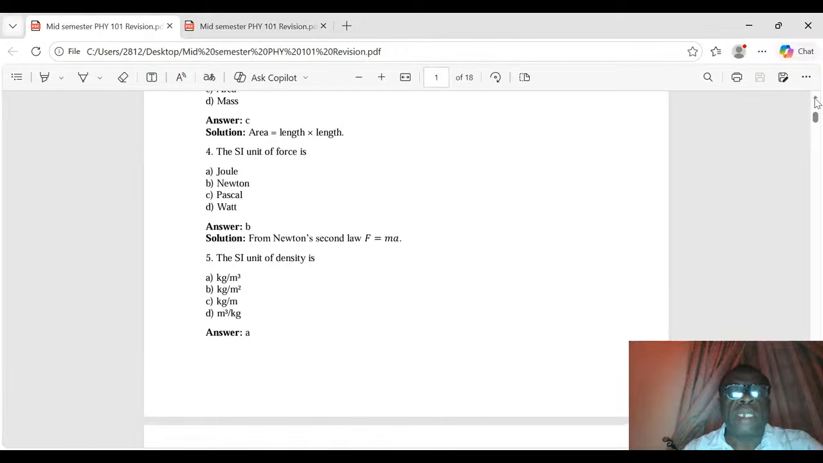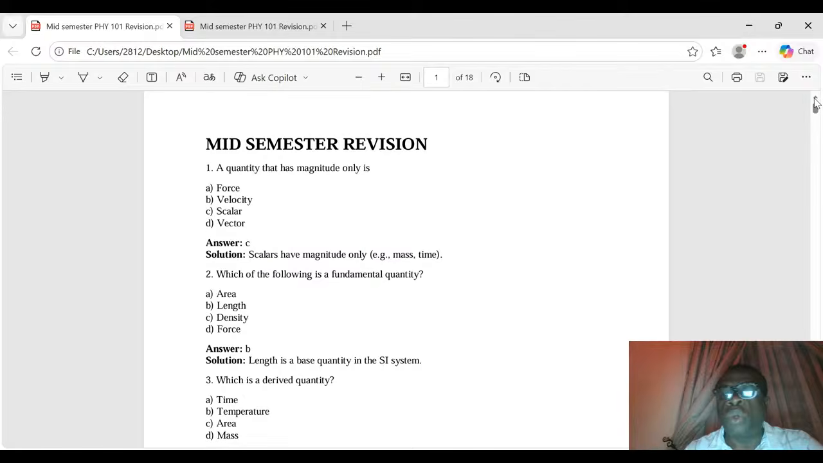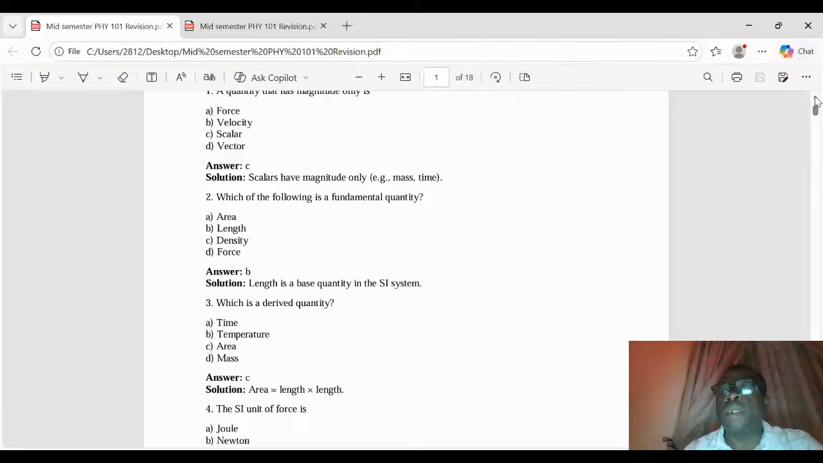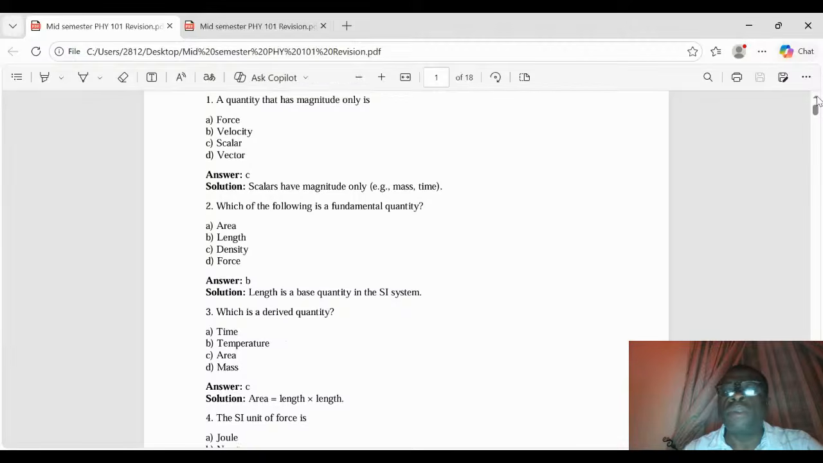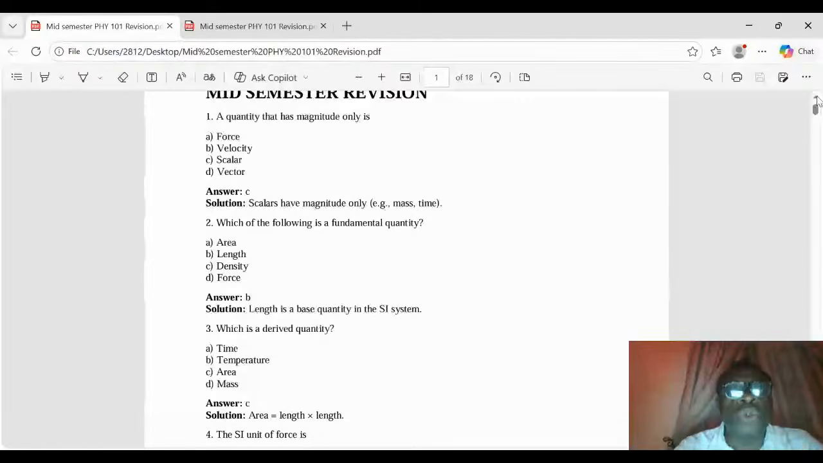So just like I'd said earlier, we'll be looking at this. There are 100 questions that we want to look at. The aim of this is to time yourself and see how much you can do within the time given to you. So I want to look at the areas we have covered so far. Number one, the quantity that has magnitude only is A, force, B, velocity, C, scalar, D, vector. And the answer is C, scalar.